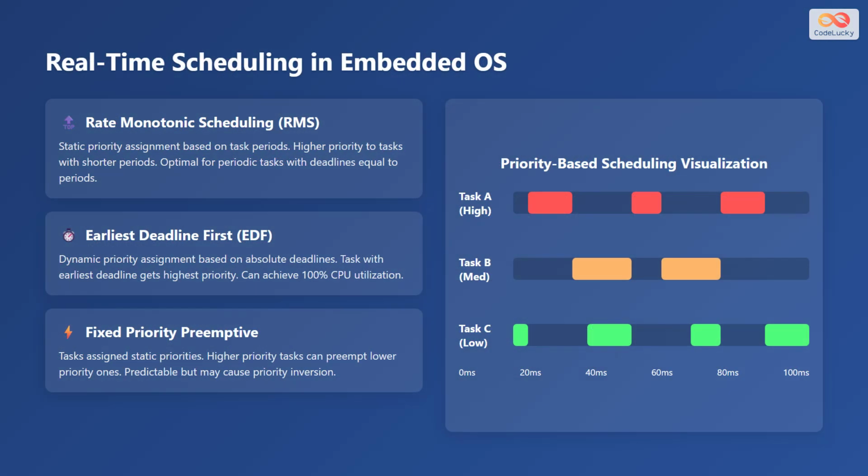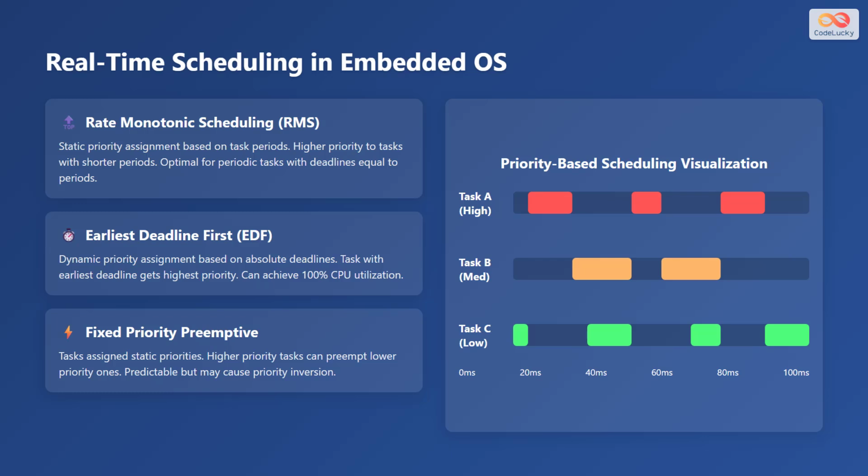Real-time scheduling in embedded operating systems. Several algorithms are used to manage tasks in real time. First, rate monotonic scheduling, abbreviated as RMS. This involves static priority assignment based on task periods, giving higher priority to tasks with shorter periods, and is optimal for periodic tasks with deadlines equal to periods.